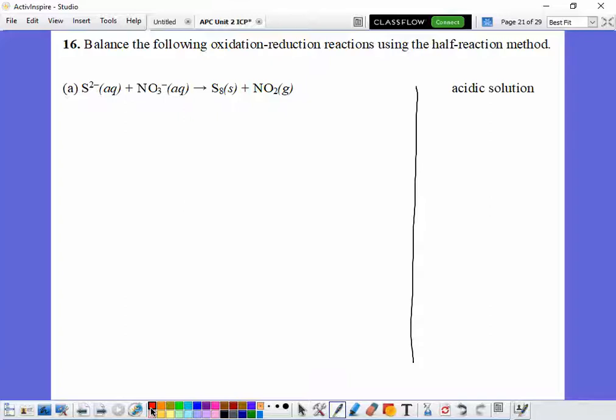I love balancing redox reactions. Okay? And your homework for tonight is, well, okay, let's be honest. Your homework for Monday night is all just balancing redox and redox type problems.